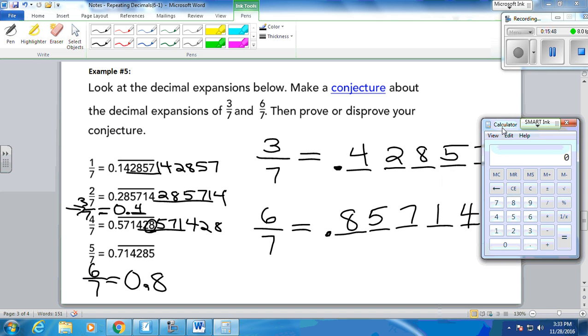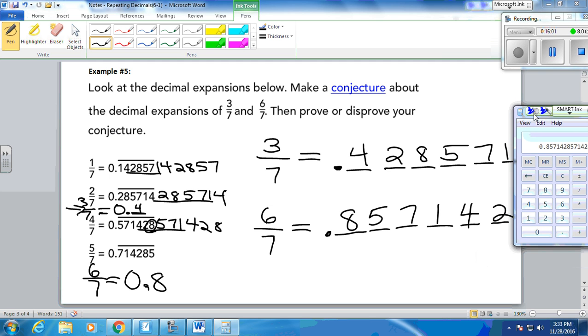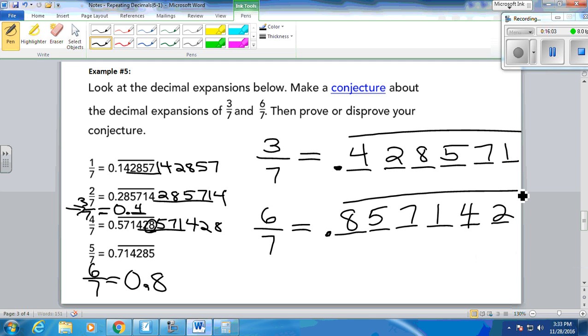And if I go 6 divided by 7, 0.857142857, notice that this one does appear to be repeating because the next number after the 1 would be a 4, which is not enough to make that go up. So be careful, this is repeating, so I'm putting a repeating bar over both of those.